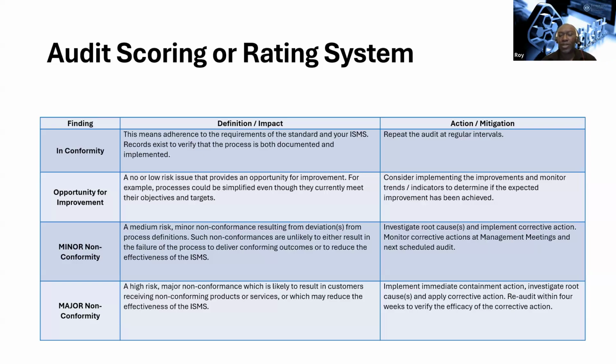For the mitigation, you will recommend immediate containment action. They must investigate the root cause and create a corrective action plan. You can set 4 weeks to re-audit and verify, because in an external audit, a major non-conformity means they will not get certified. And so to get certified, especially if they can do it within 4 weeks, they must create a corrective action, and then you verify it before you give them that pass mark to say, go ahead and apply for certification. Chris, any question?